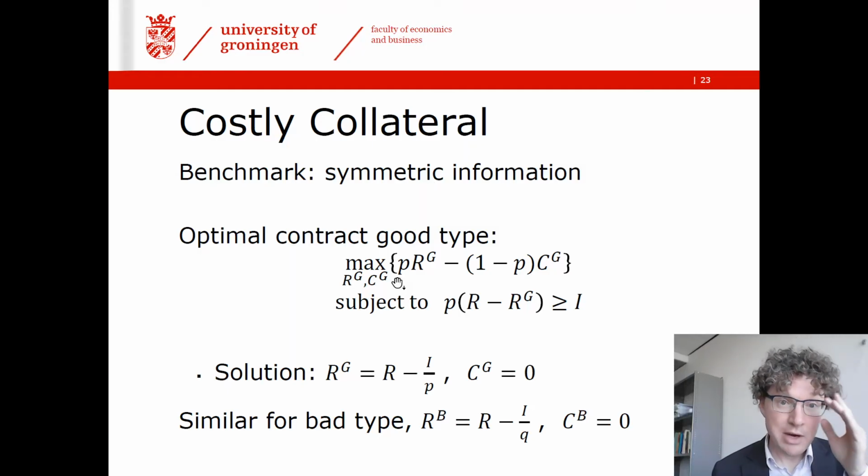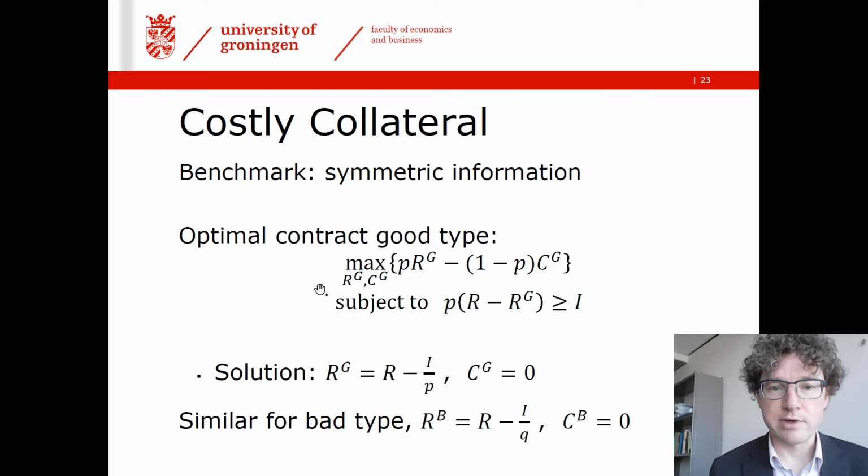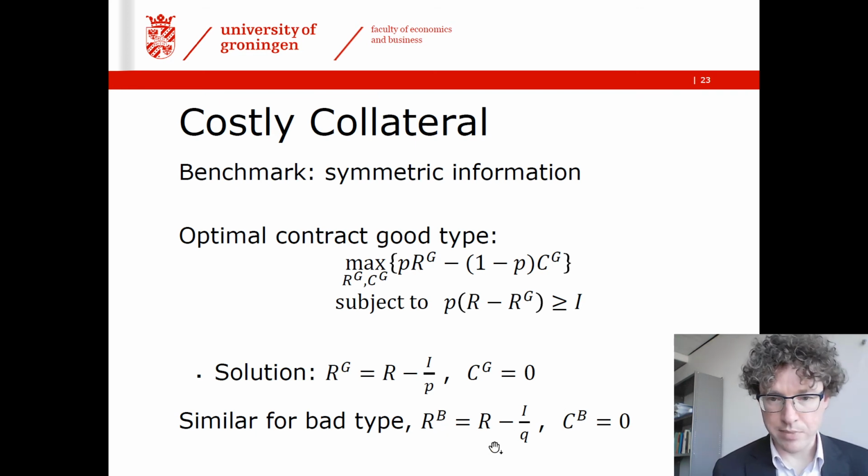So let's go back to the slide then. Here we have, first of all, again, the benchmark upon symmetric information. What does the optimal contract for you as if you are a good type look like? So you have symmetric information, no information asymmetry, so lenders know you're a good type, and they will agree to pay you R minus I over P upon success, and there's no use for having this collateral. It's just inefficient and we don't need it. And similarly, the bad types will get the bad type R, such that indeed the lenders are still going to break even and the collateral is going to be 0.